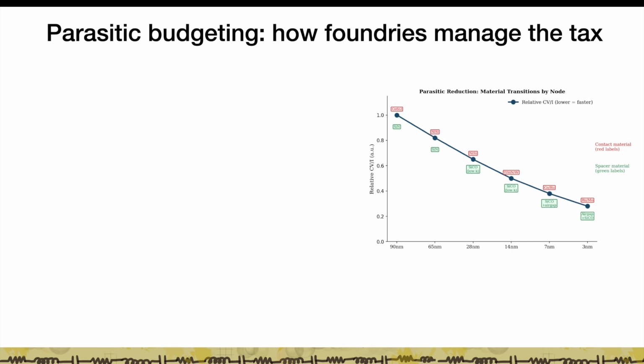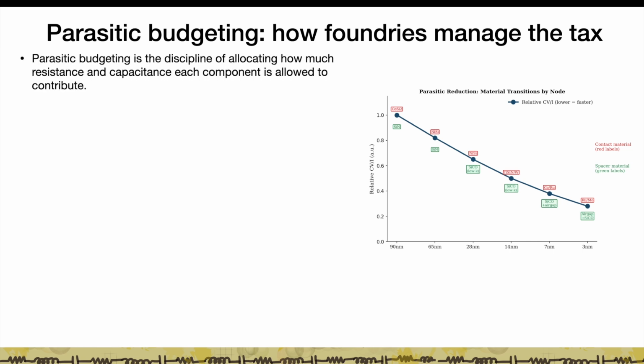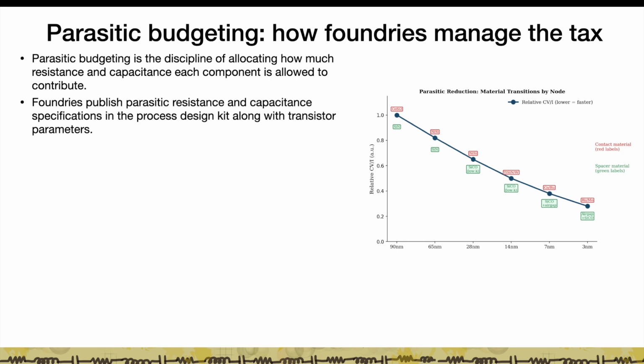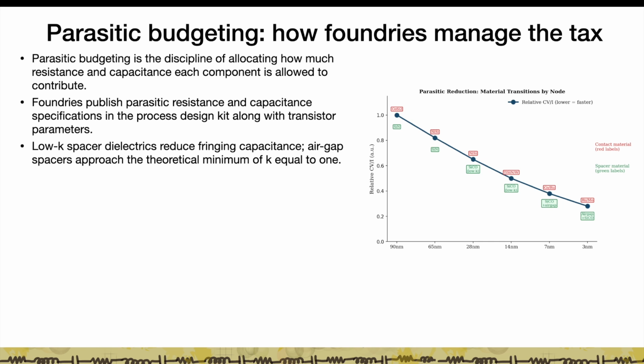Foundries now publish parasitic resistance and capacitance targets alongside transistor parameters in their process qualification documentation. That shift from transistor-only specs to cell-level parasitic specs reflects how seriously the industry has internalized the problem. The figure of merit for circuit speed at the cell level is CV over I, capacitance times voltage divided by current. It captures everything: the parasitic capacitance you have to charge, the voltage swing required, and the drive current available to do it. A lower CV over I means a faster, more energy-efficient logic cell.